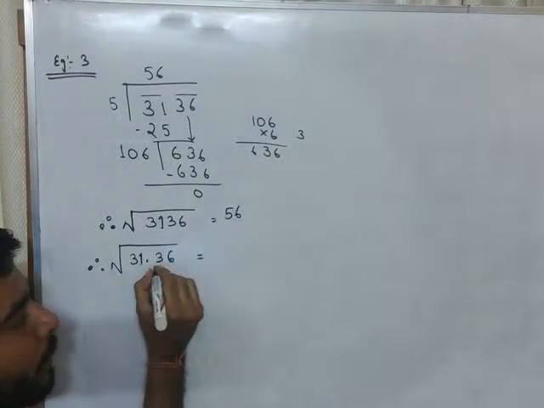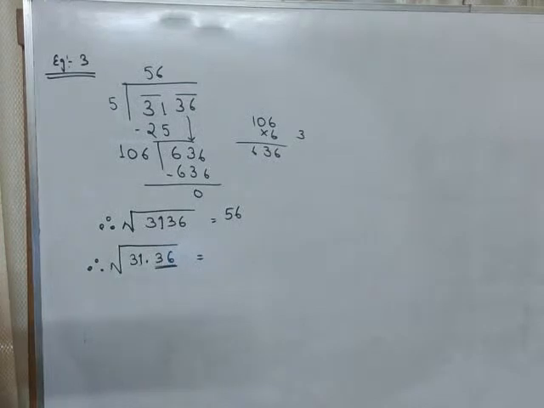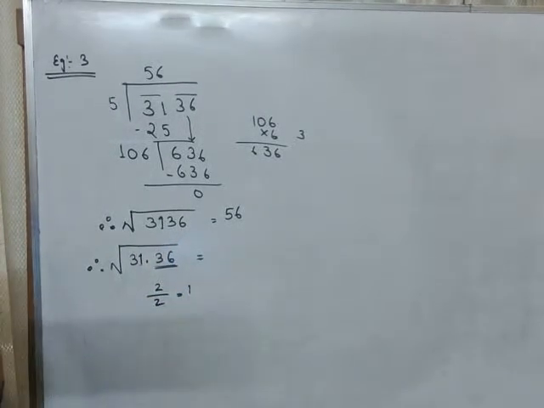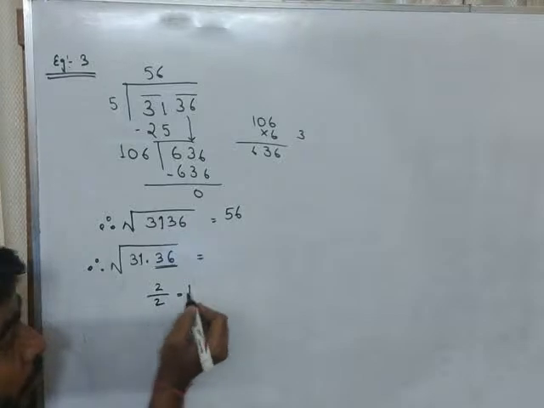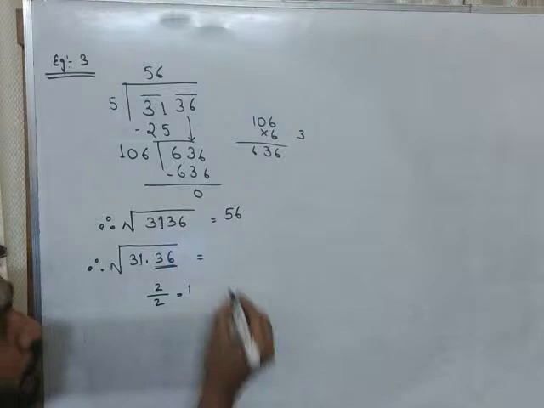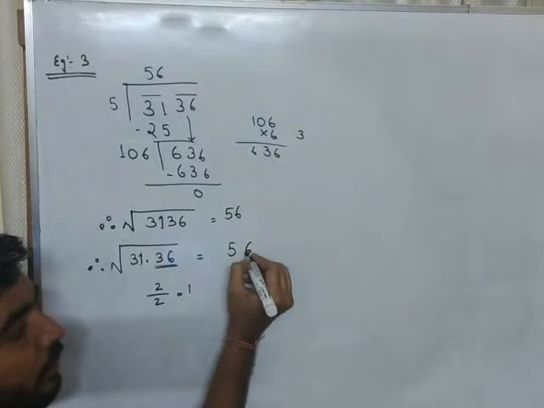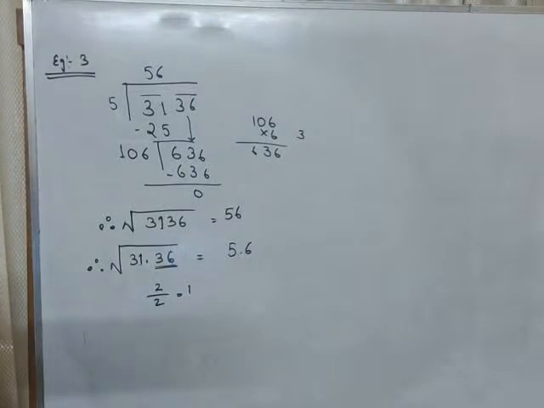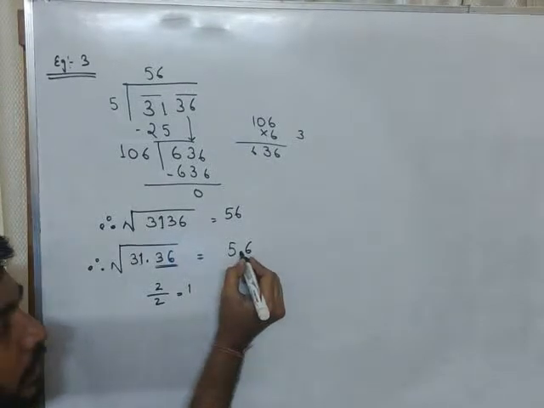How many digits are there after the decimal? Two digits. So two divided by 2, that is 1 digit of the square root will be after the decimal. Clear? The square root will also be a decimal number, and in the square root the decimal will be placed after 2 divided by 2, that is 1 digit. Clear everyone? So after the ones place you will put the decimal. Is it clear everyone?